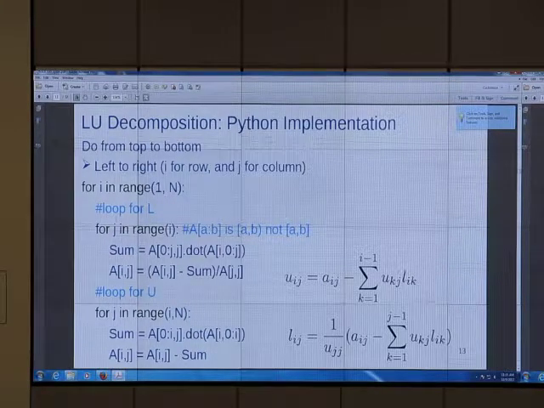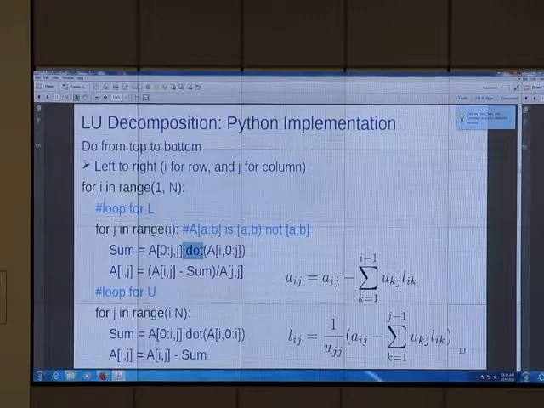Then I have j in range of i. Okay, then I do the summation. Look at this summation, A[0:j, j] dot ... Do you still remember dot? Dot is the matrix multiplication. Dot, which is like period, and then dot is a matrix multiplication. So if I do matrix multiplication, then I get the summation.